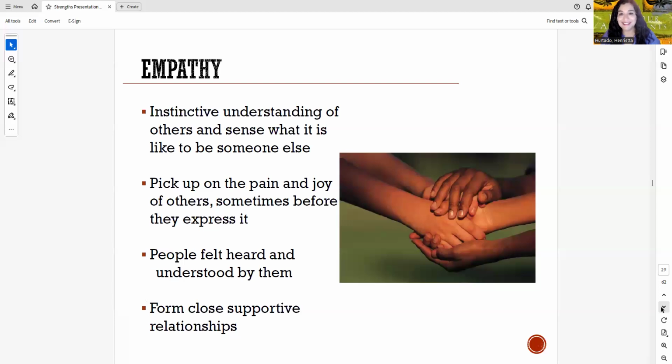Empathy. Instinctive understanding of others and sense what it is like to be someone else. You can put yourself in somebody else's shoes. You pick up on the pain and joy of others, sometimes before they express it. People feel heard and understood by you, and you form close, supportive relationships.